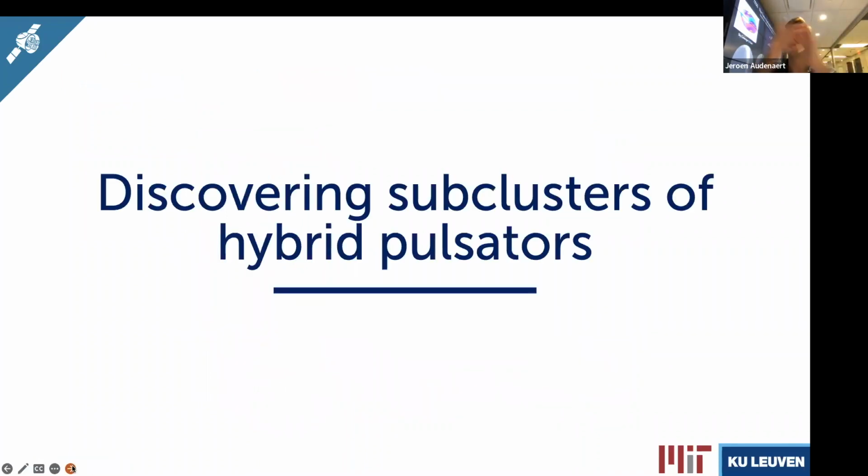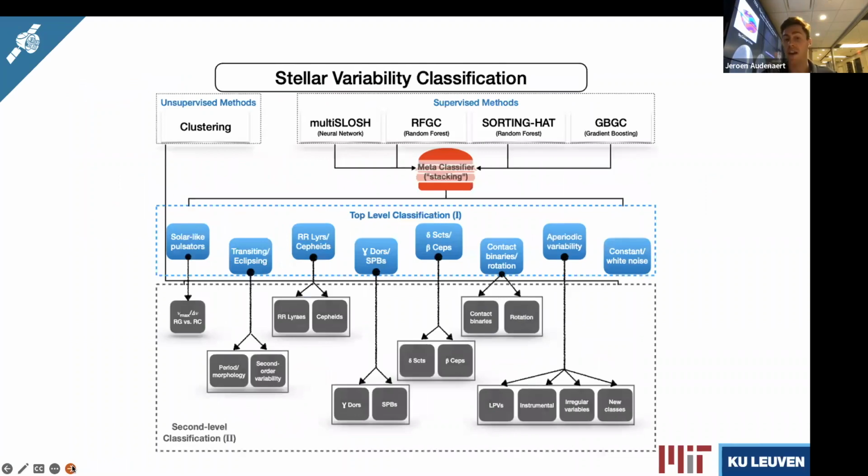Now, I showed you how we are doing the supervised part to discover the high-level classes of variable stars. And now I will dive more into the subclasses. So I will specifically go to the class of Gamma-Dor stars and Delta Scuti stars and see how we can distinguish the hybrid pulsators for those.